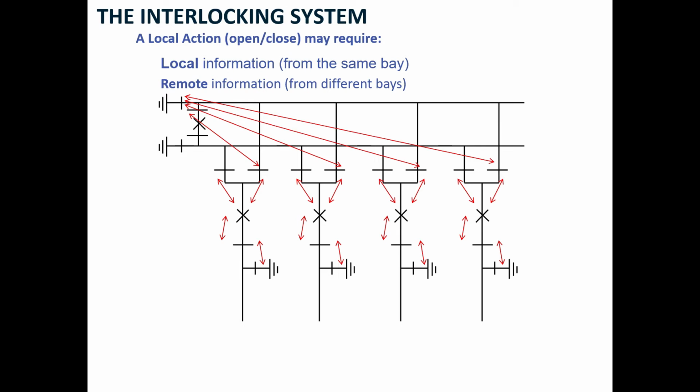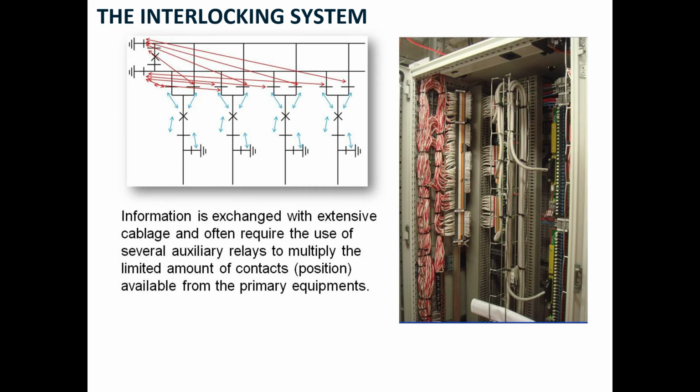So this is the remote information from different bays. Once you are implementing this remote bay information into the local bay, this will become very complex. I am not going to discuss this scheme now. I will discuss it in the coming sessions when we discuss electrical scheme drawing understanding. Once you implement this type of interlocking, you can see the system is getting very complex.